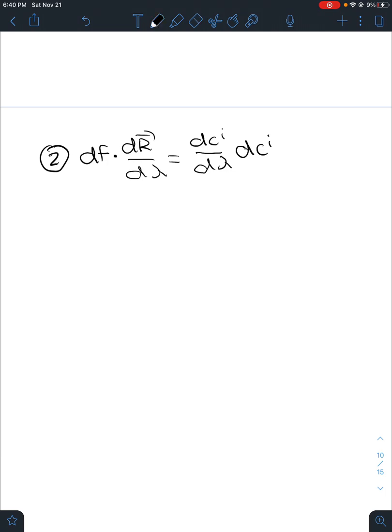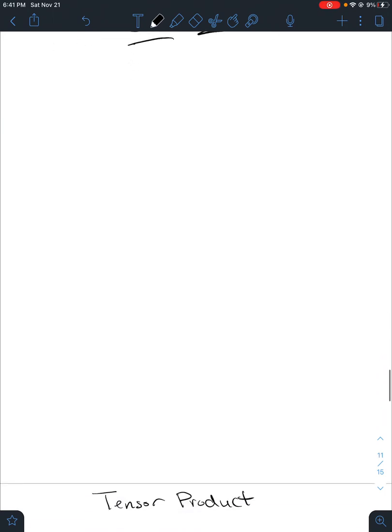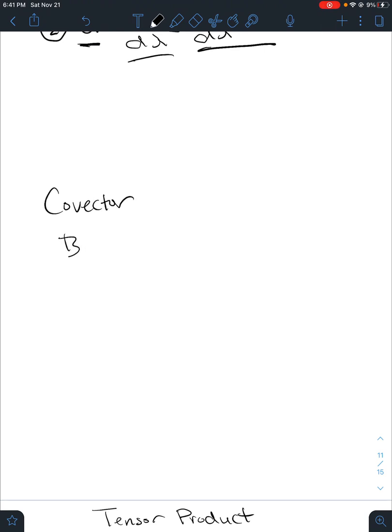Here we have a covector dF acting on a vector, well, a vector field really, dr over d lambda. And that will equal this over here. Let's prove it. Before we prove it, we have to talk about basis vectors. How is the covector basis related to the vector basis? Because we can't make covectors act on vectors if we're dealing with different bases. You can't multiply things that are represented in different coordinate systems, right? So how can we get the covector basis from the vector basis?